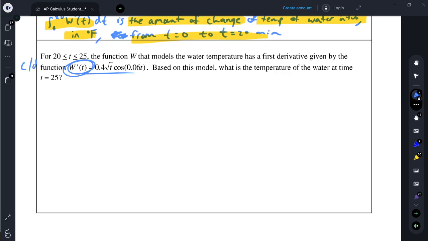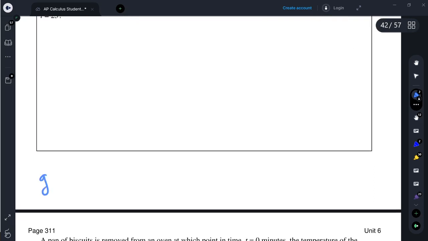So we want to know what is the temperature of the water. Now, this is kind of the meat of what we're doing today, right? If we're given w prime of t, how do we go back to w of t? Well, if we want to go back to w of t, we need to take an integral, right?